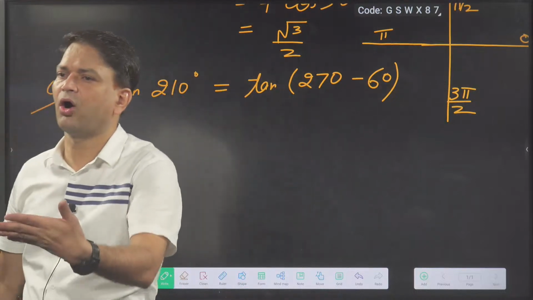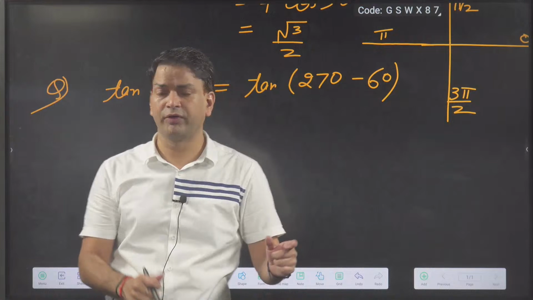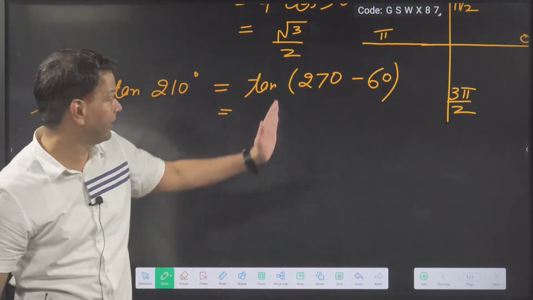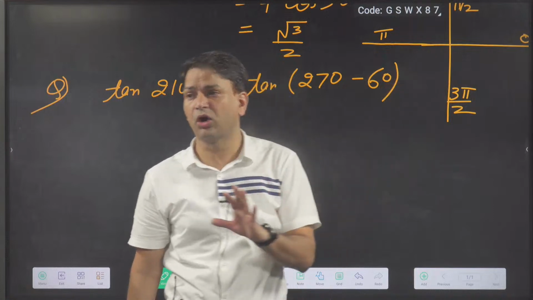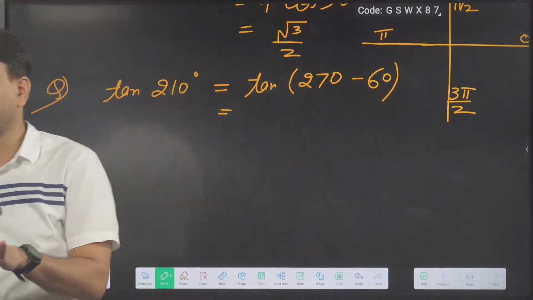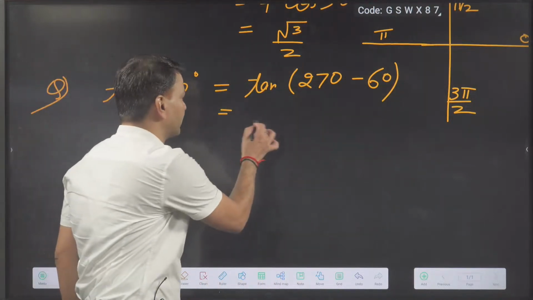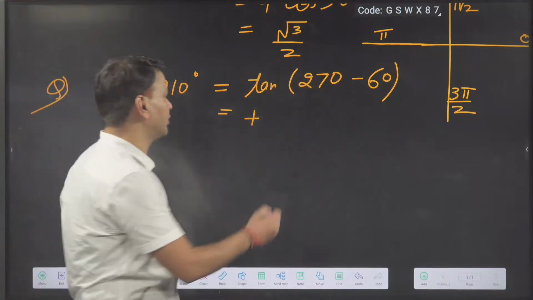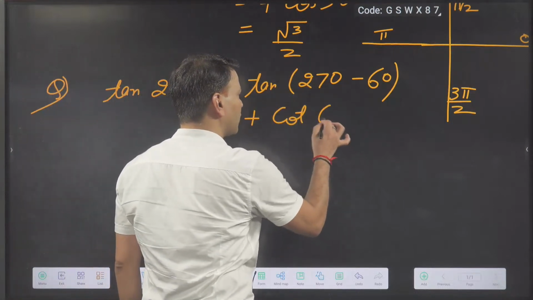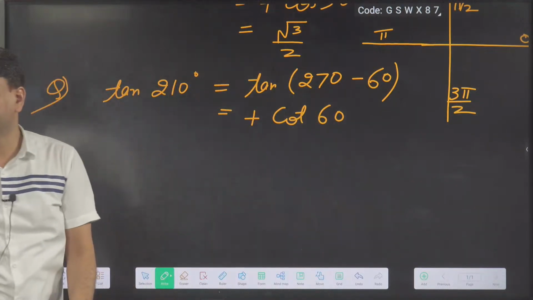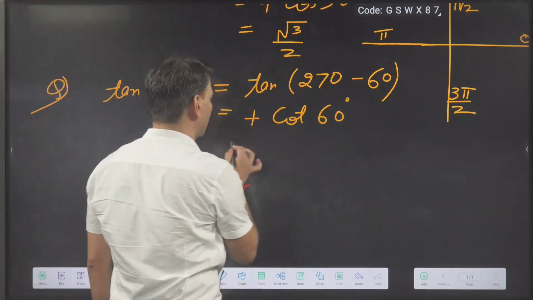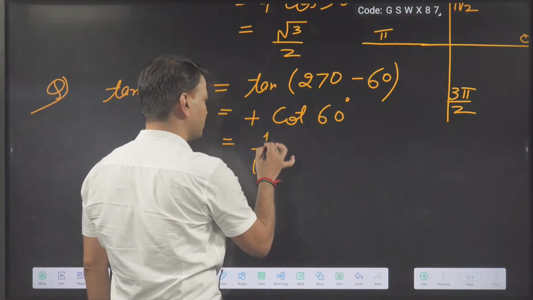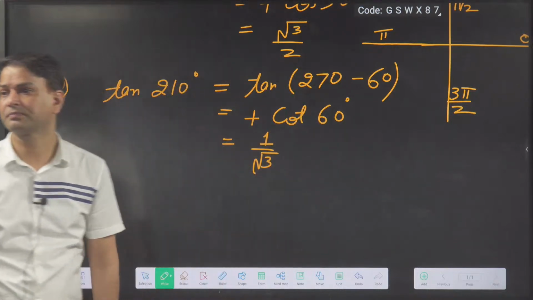Now 270 is an odd multiple of 90. Then what will we do? First we decide the quadrant. 270 minus means third quadrant, and in the third quadrant tan is positive. Since I am using an odd multiple of 90, tan converts into cot. Then cot 60: what is the value? 1 by root 3, because tan 60 is root 3. So you will get 1 by root 3.